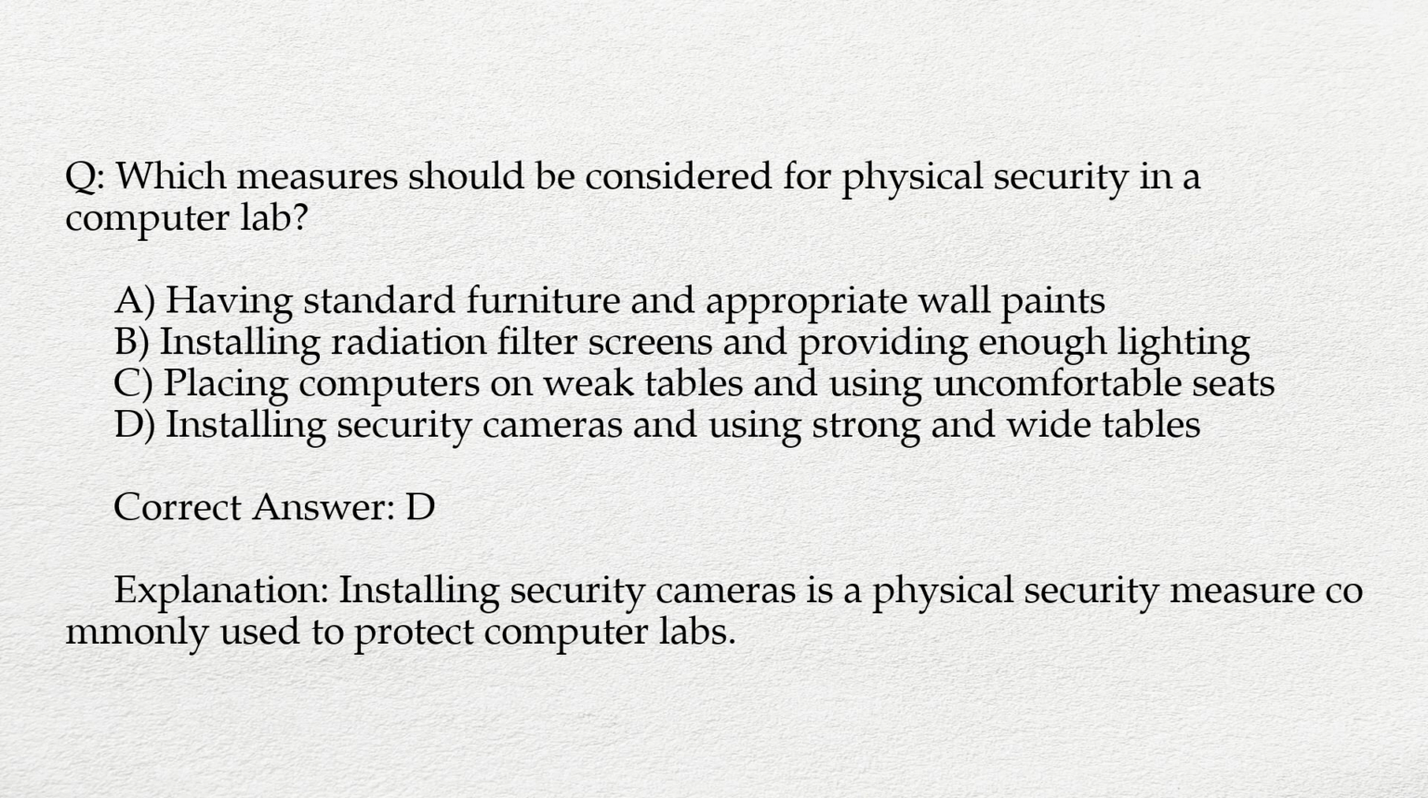Q. Which measures should be considered for physical security in a computer lab? A. Having standard furniture and appropriate wall paints. B. Installing radiation filter screens and providing enough lighting. C. Placing computers on weak tables and using uncomfortable seats. D. Installing security cameras and using strong and wide tables. Correct answer, D. Explanation. Installing security cameras is a physical security measure commonly used to protect computer labs.